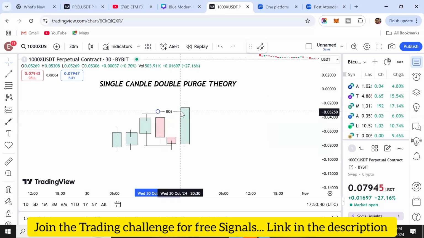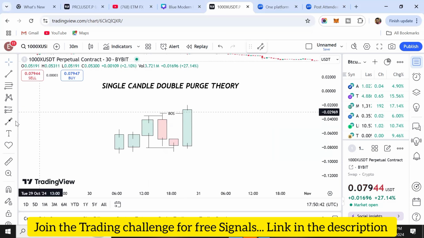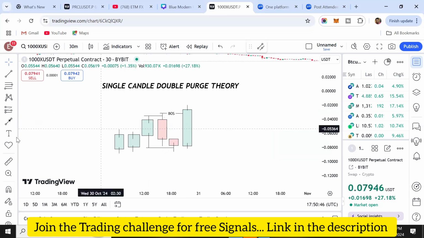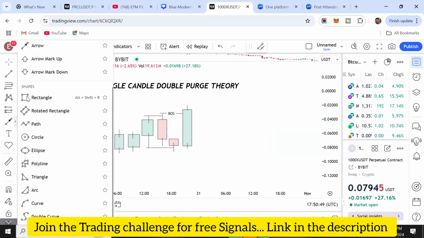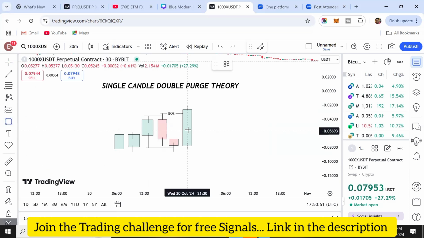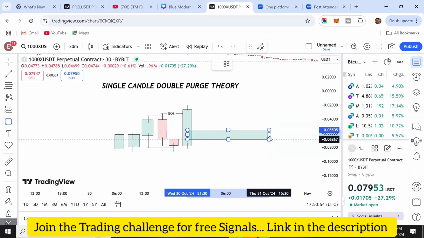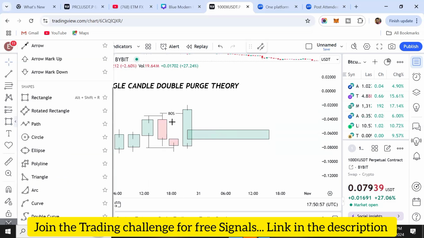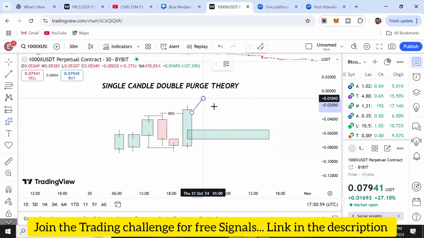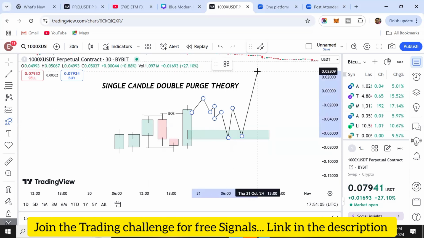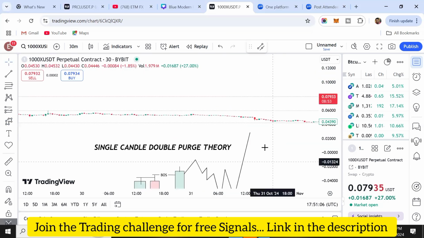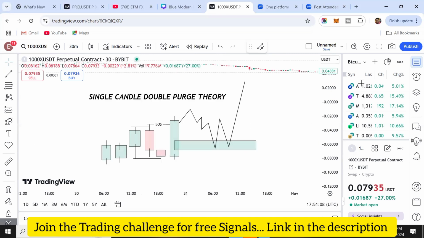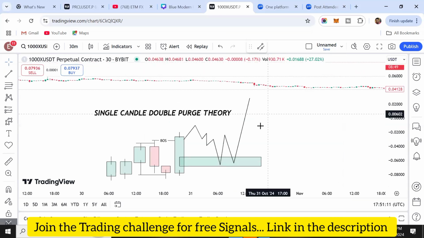And then what do we do next? We have to wait for price to come down and fill up a fair value gap somewhere around here. Then price will fill up the fair value gap, and then price begins to move. Basically, this is how to trade.